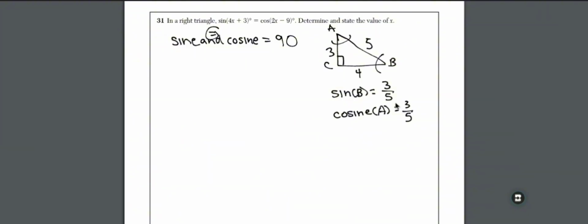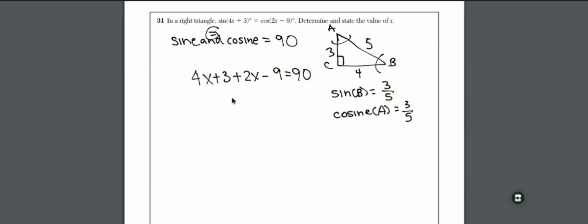Sine of 4x plus 3 is equal to cosine of 2x minus 9. But I need to determine and state the value of x. Do not set them equal to each other and solve. You must set them equal to 90. So what you're going to do is 4x plus 3 plus 2x minus 9 is equal to 90. And you're just going to solve.